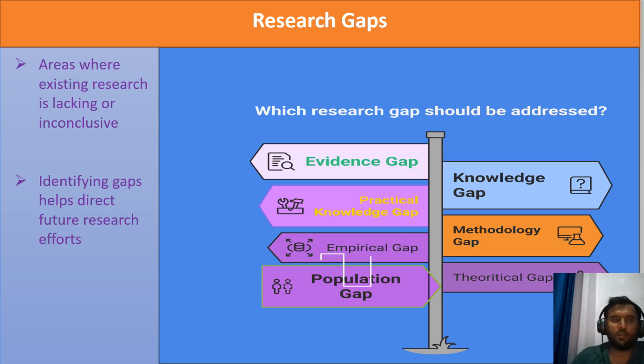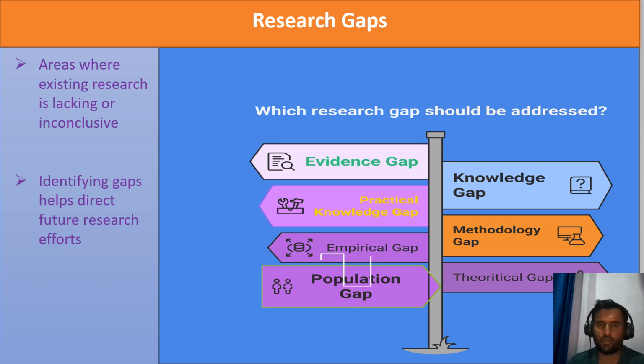Now, in research, by analyzing the different types of literature review, we can find out the research gap, which helps for future research and provides the direction for future research.